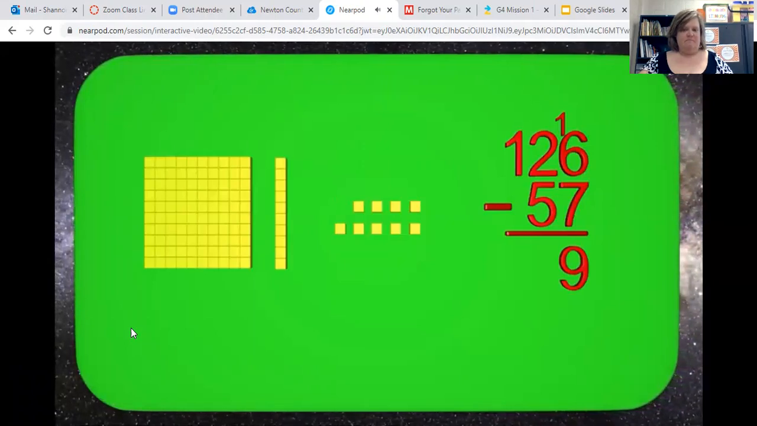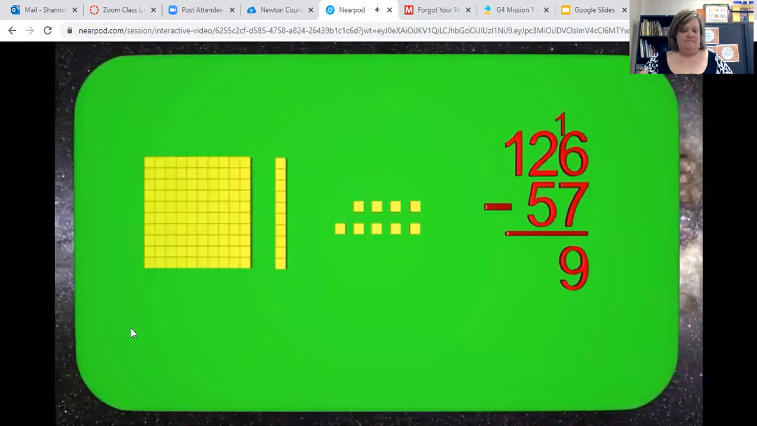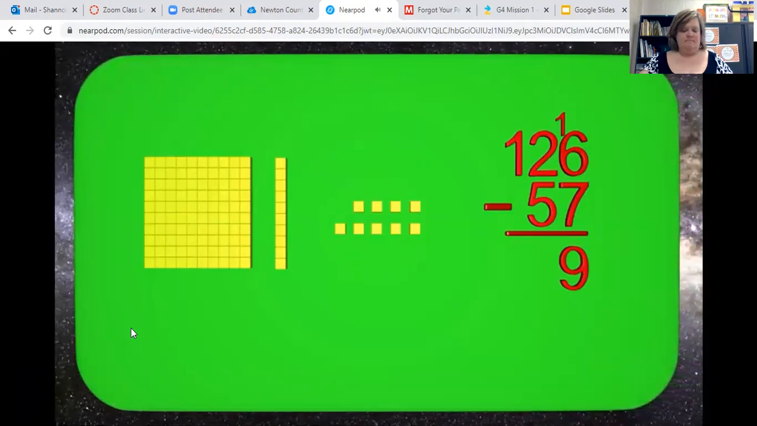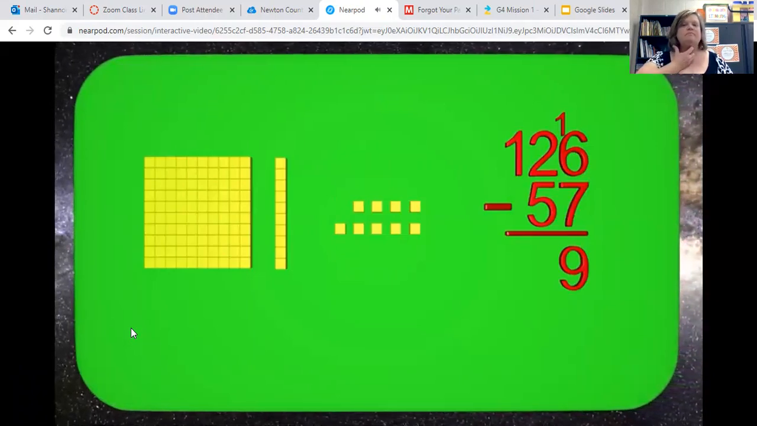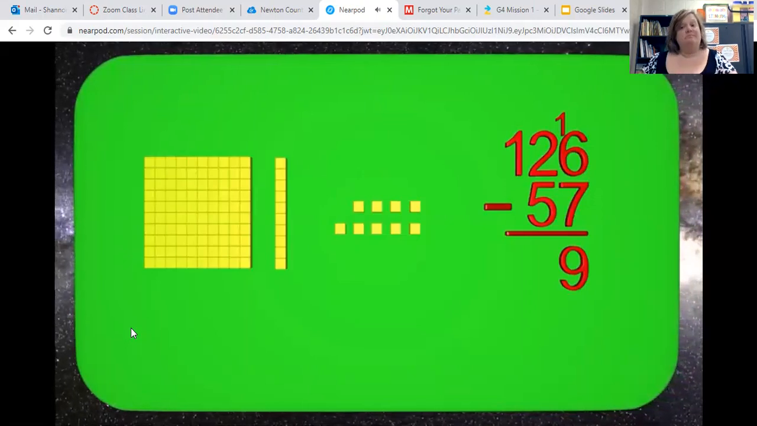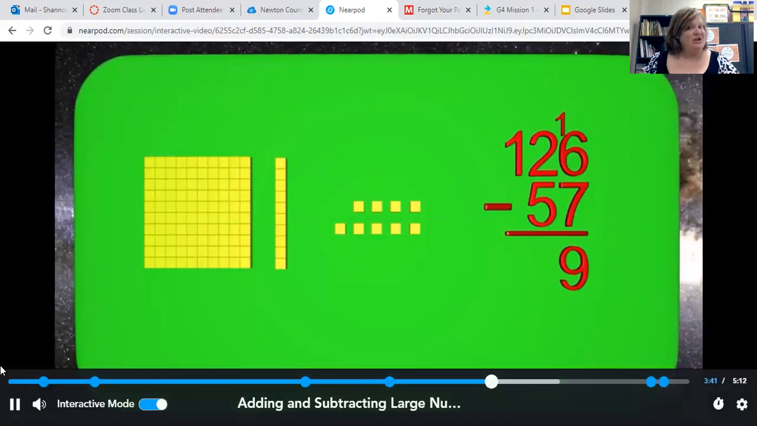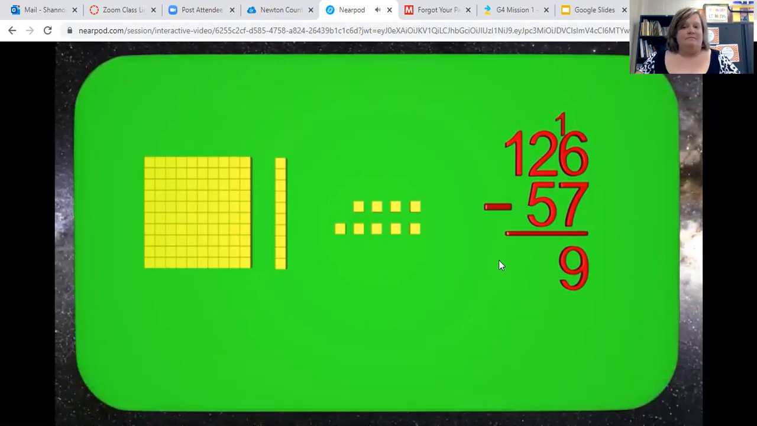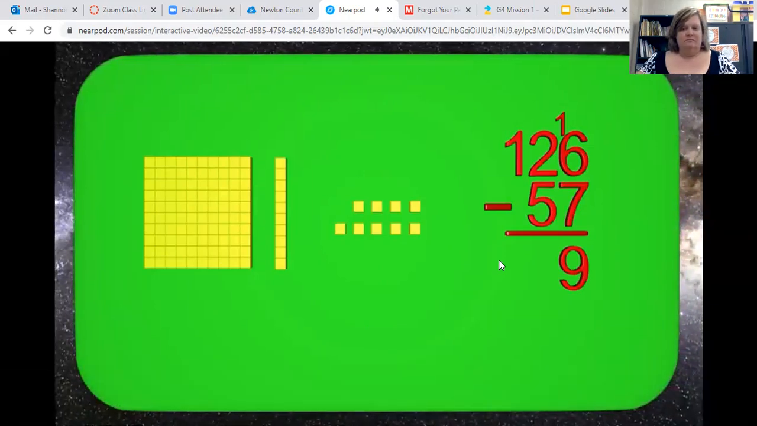Now we move on to the tens. It says that we have 2 tens, but I only see 1. Do you know what happened? I know what happened. We took one away, remember. We traded one of the tens blocks to get 10 ones. So let's cross out the 2 and put 1.